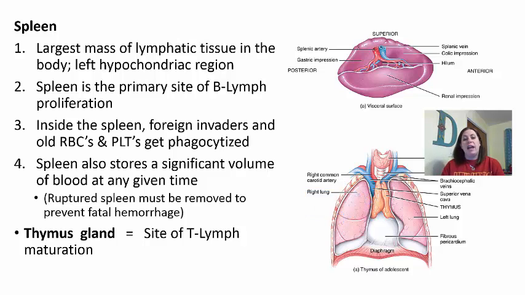The thymus is very active when we're younger. As we grow older, the thymus starts to atrophy and get smaller, and it does not produce as many T cells as it did earlier on. But this is the site where T lymphocytes undergo maturity.